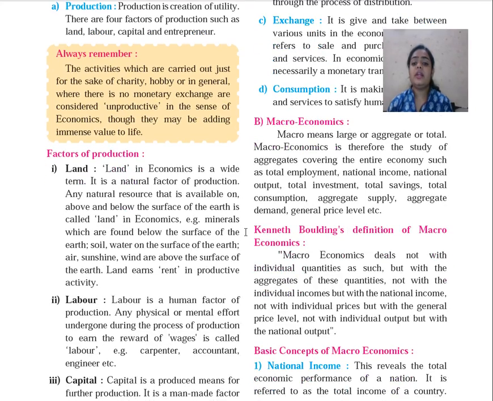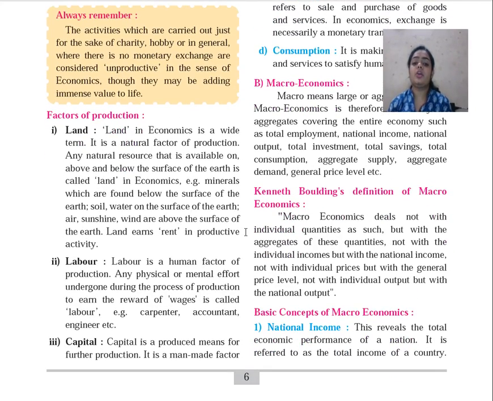Now let's study the definitions given by different economists. So we have the economist Kenneth Boulding. Definition of macroeconomics: Macroeconomics deals not with individual quantities as such, but with the aggregates of these quantities, not with the individual incomes, but with the national income, not with individual prices, but with the general price level, not with the individual output, but with the national output.